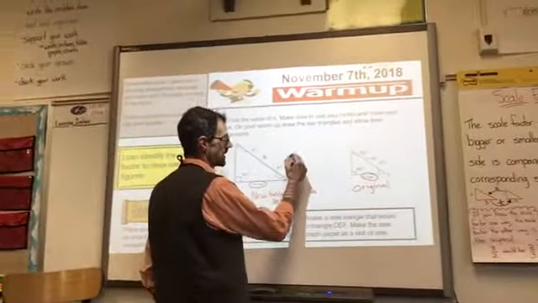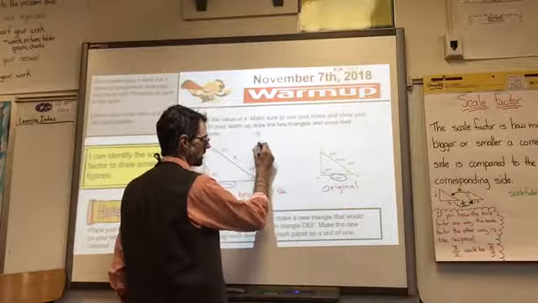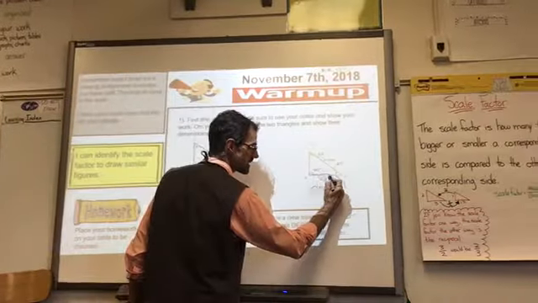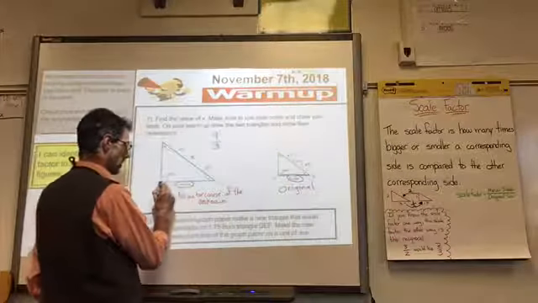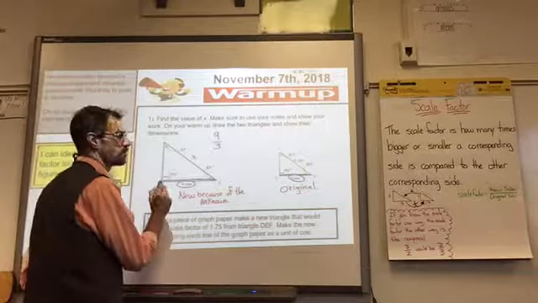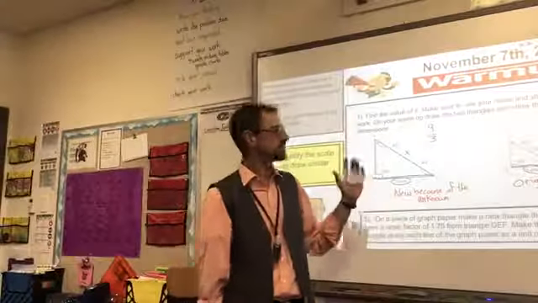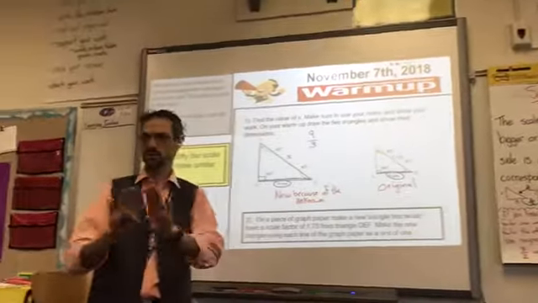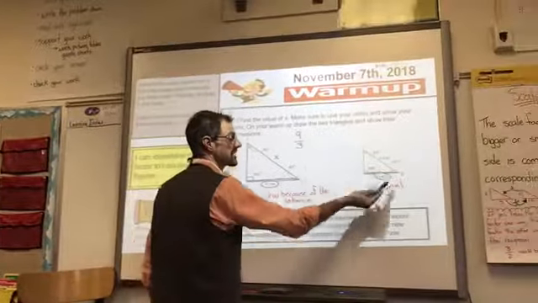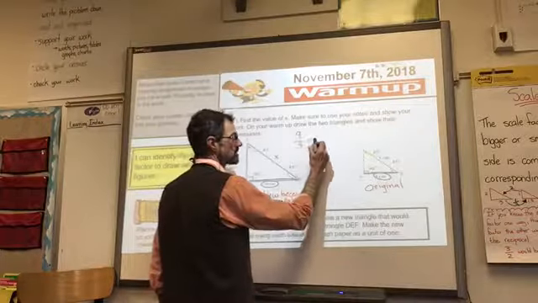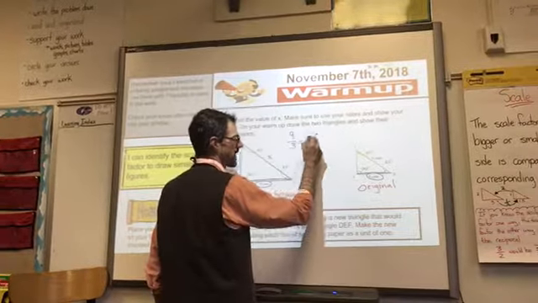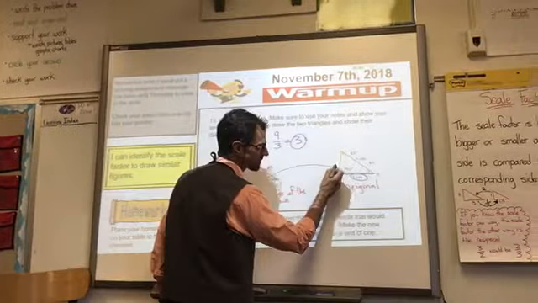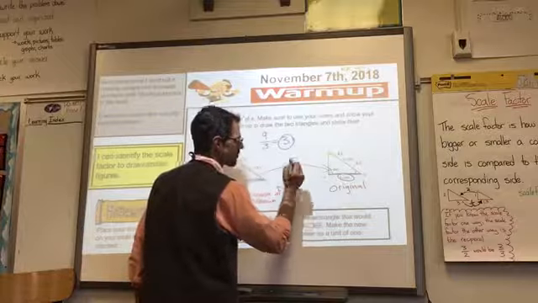The new side, 9, would be my numerator divided by my original side. And these are corresponding sides. This side corresponds to that side. They're both the base of the triangle. I cannot pick like this side and then that. That doesn't work. They have to be corresponding. So we know there's a scale factor here because they're similar. So we do that division and we get a scale factor of 3. So now I have a scale factor going this way of 3.